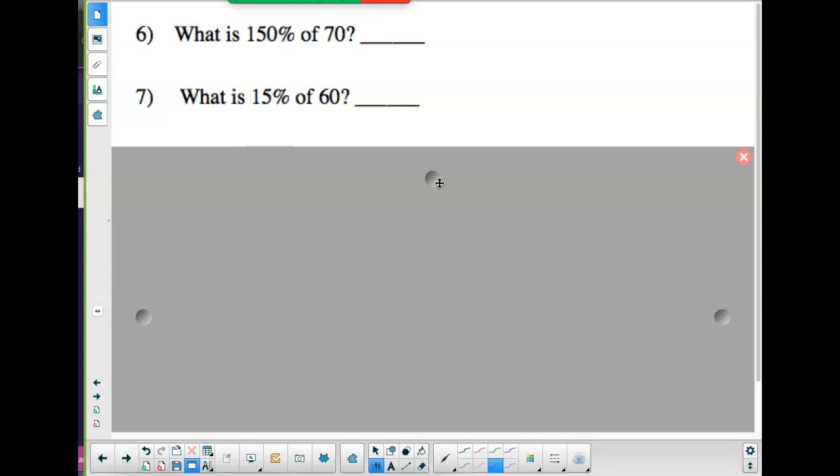Okay, so for number 6, you guys should have gotten 105. Because 150% is 100% plus 50%. Does everybody agree with that? 100% is easy. That's just 70. 50% of 70, half of it is 35. So if you add 70 plus 35, you get 105.